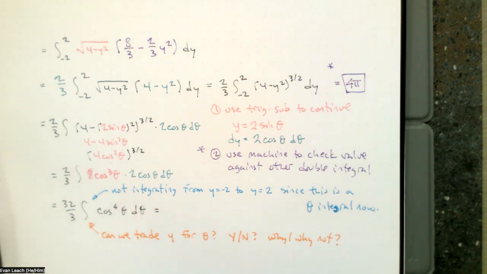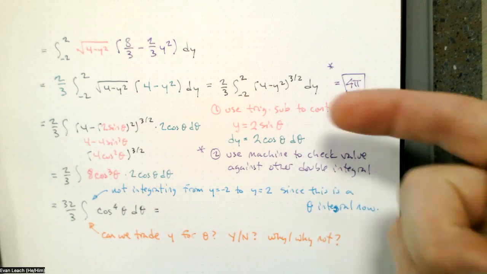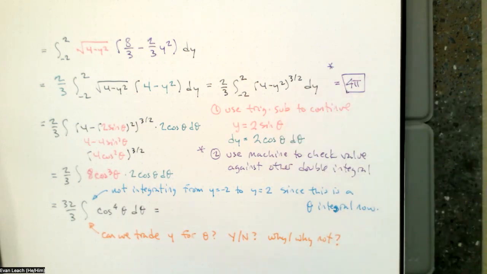So here's what's left for you to do on this problem. Finish your integration. First of all, decide if you can trade your y going from -2 to 2 for thetas using y equals 2 sine theta. Will that be okay? Will that make sense in the context of this problem? That's number one. Number two, either do that and continue the problem, or find the antiderivative, take it back to y, and then finish your integral and verify that it comes out to 4 pi as the machine predicted.